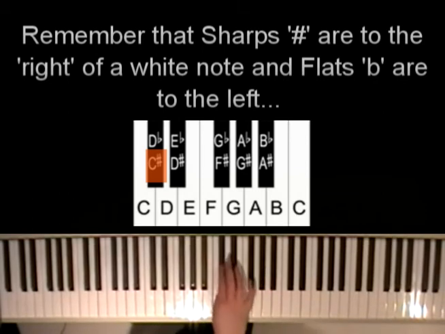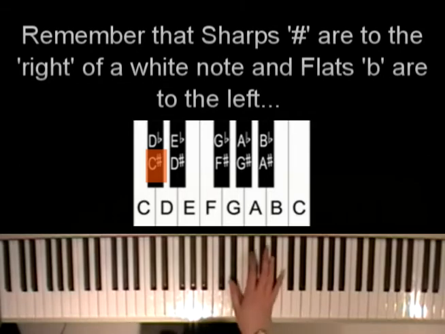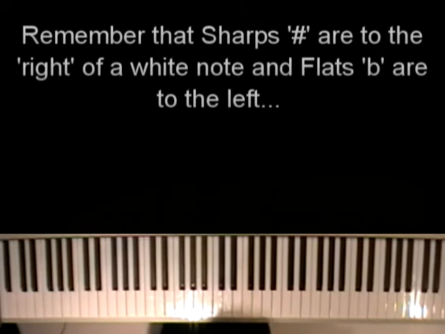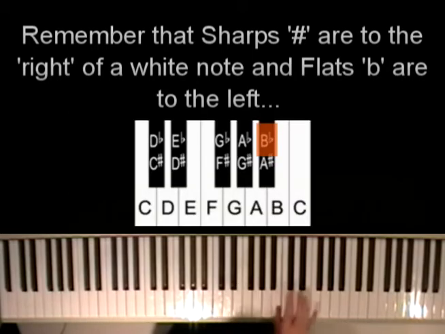So here you go. Okay, then flats, okay, so you may see some flats in some of the videos. Flats are to the left of a white note. So if we find B, for example, so C, D, E, F, G, A, B. Flats are going to be to the left. So here's B, and the flat is B flat.